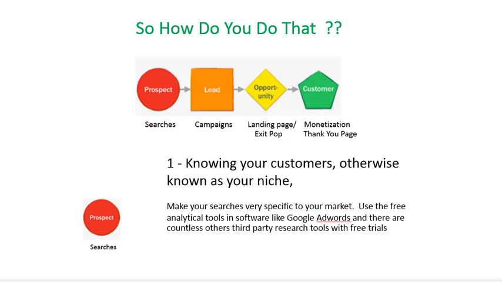Well, the first thing is you have your prospect, you have your lead, you have your opportunity, and you have your customer. Number one is knowing your customers, otherwise known as your niche. That's your market niche. That's who you're going after. So this is what you're going to do when you do your searches.